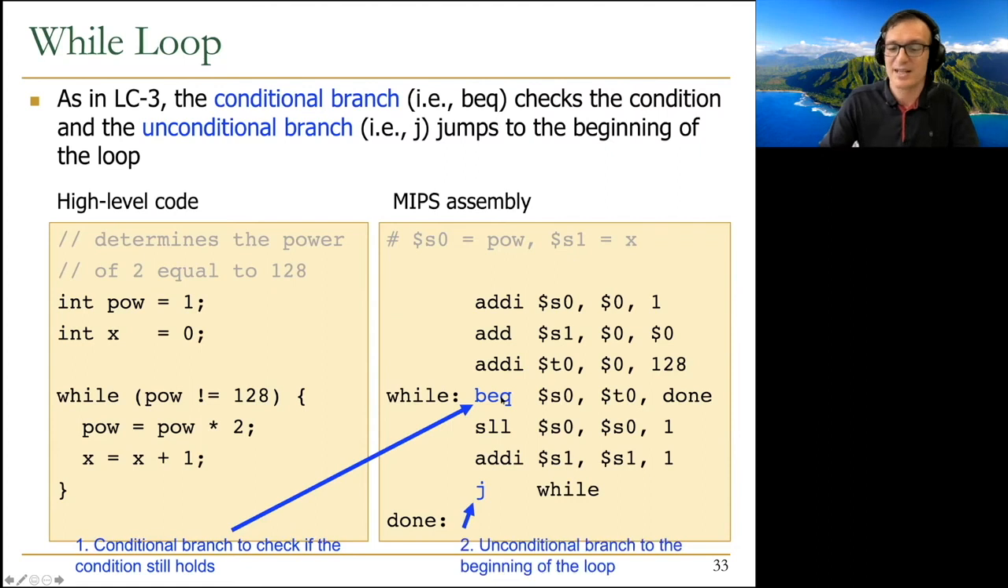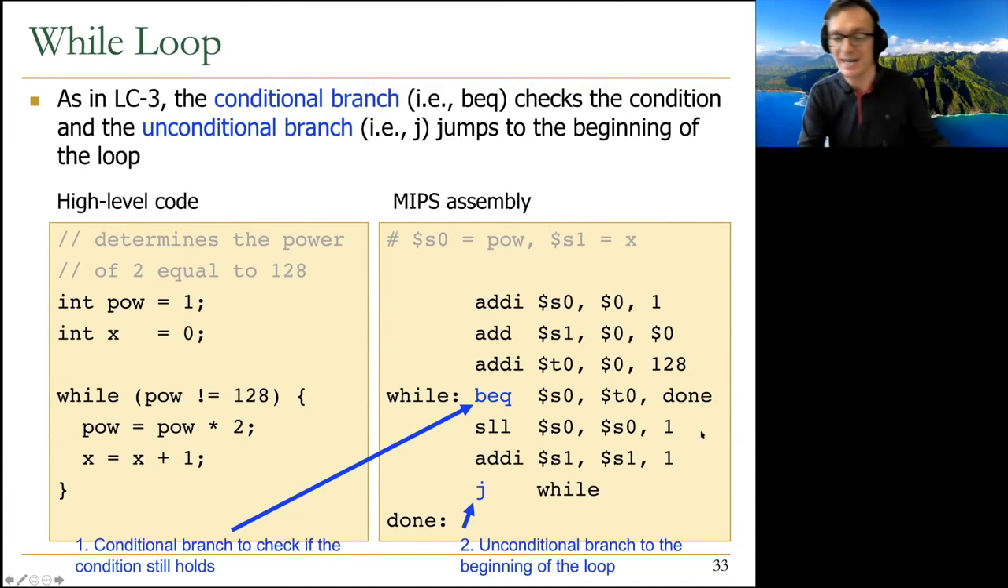And then there's an unconditional branch to the beginning of the loop. So we execute the loop once, and then we check the loop exit condition again, whether the power is not equal to 128. If the power is equal to 128, then we're done. If the power is not equal to 128, we execute an iteration of the loop, multiply power by 2, increment x by 1, and then go to the beginning of the loop and check if power is equal to 128 again. You keep doing this until power is equal to 128.